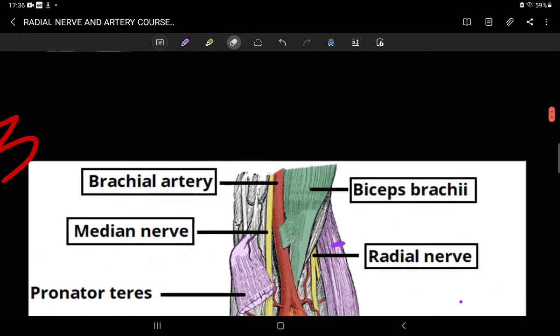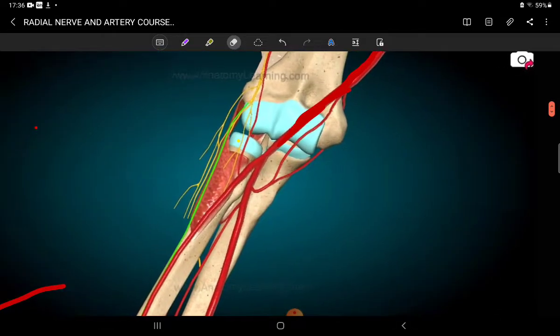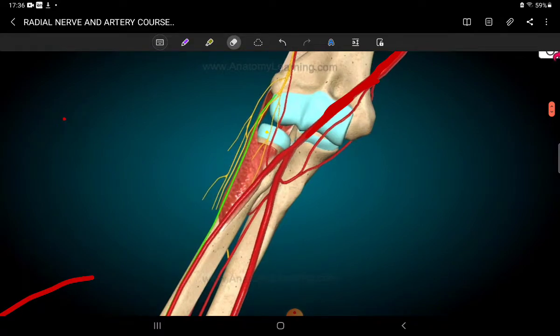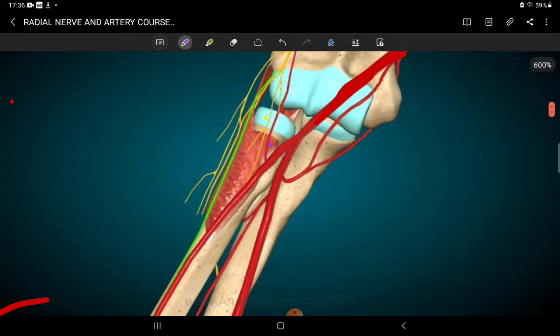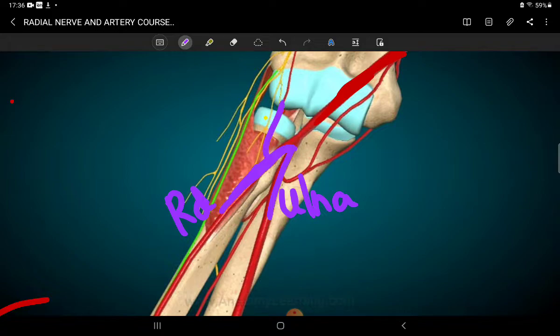Next, another important landmark is after the brachial artery descends downwards from the cubital fossa, exactly at the level of the neck of the radius. This bone is the radius bone. At the level of the neck of the radius, the brachial artery splits into two branches. The medial branch is called the ulnar artery and the lateral branch is called the radial artery. The radial artery and the ulnar artery give off some branches. This is the radial recurrent artery and this is the ulnar recurrent artery.